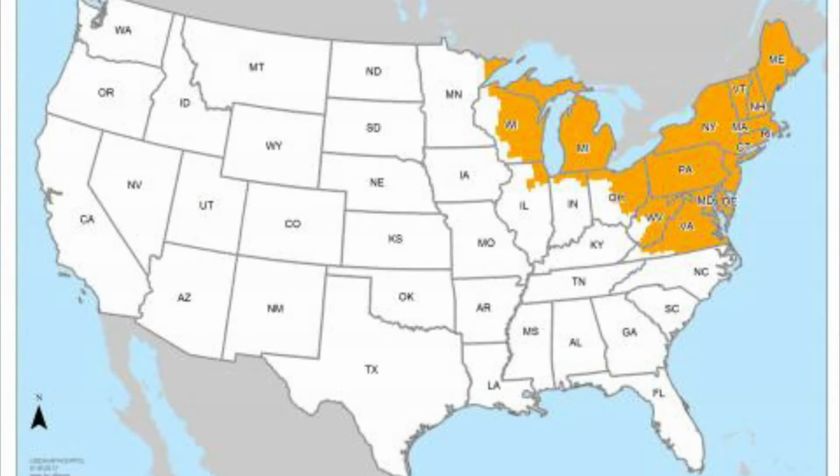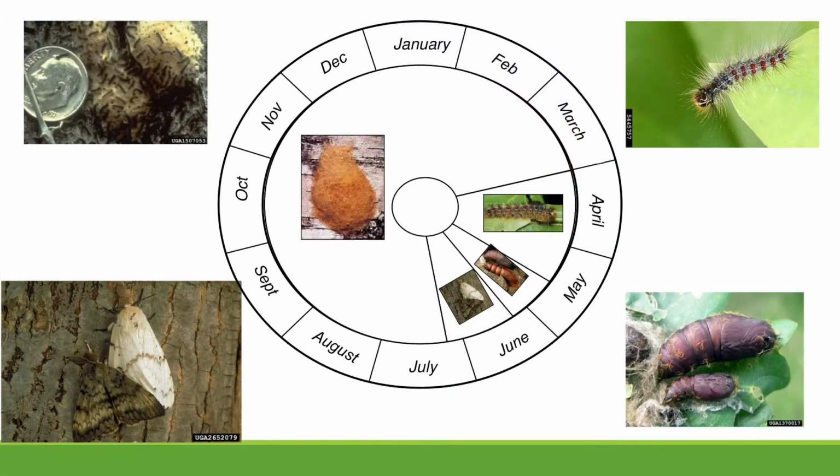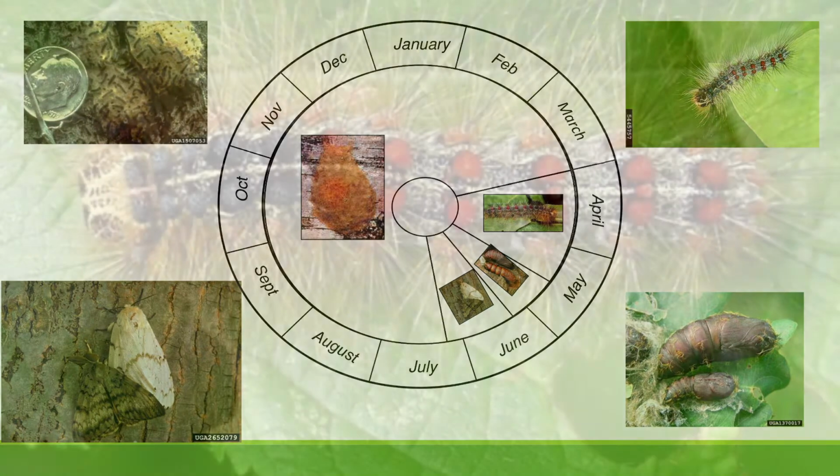Gypsy moth is currently established in the Northeast and part of the upper Midwest, leaving almost 70% of the remaining susceptible forests in our country at risk. To help you identify potential gypsy moth in your area, we will go over their appearance during the different stages of their life cycle. The gypsy moth life cycle starts when the larvae, or caterpillars, hatch in early spring, shortly after oak foliage begins to expand.